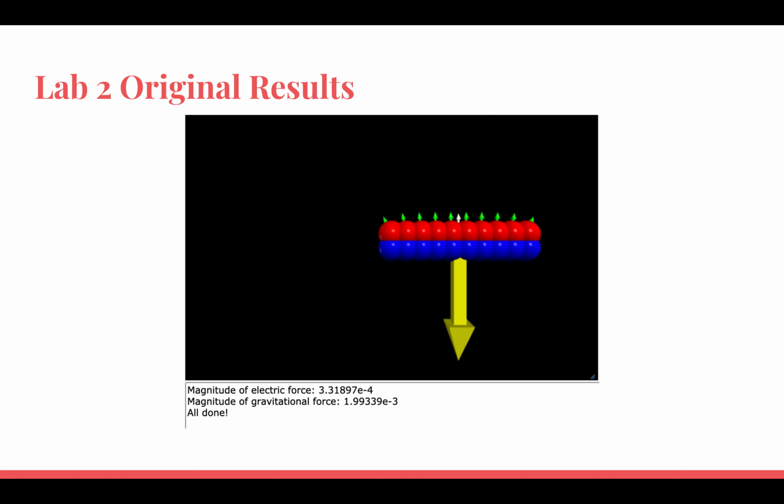When I used my initial Q value I obtained in Lab 1, my code generated a model that did not have a net force equal to 0. As you can see, the gravitational force is much larger than the electric force, thus proof of an incorrect Q value for the strip of tape due to the unbalanced forces acting on the floating tape.